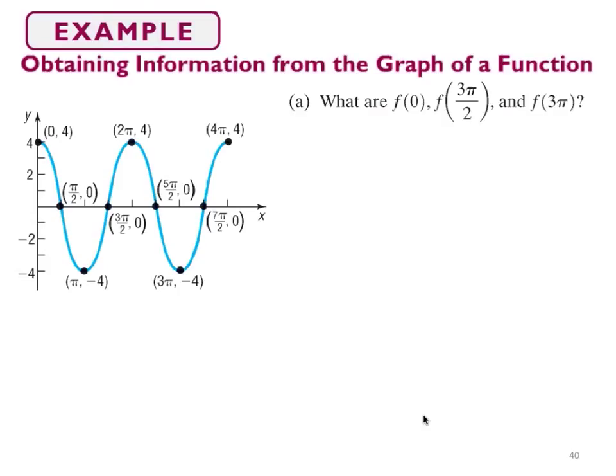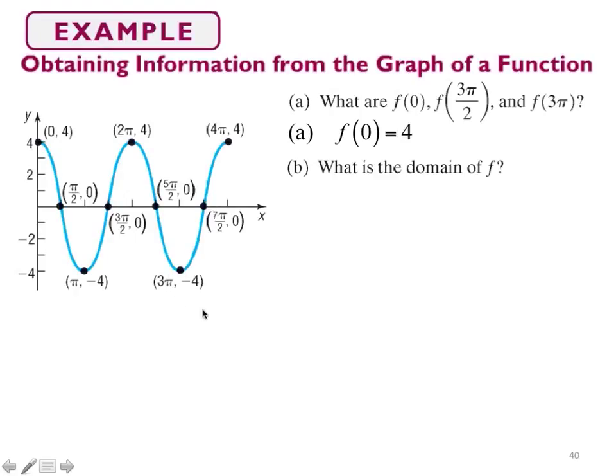Okay, now we can also obtain various pieces of information from a graph. So if we want to know what f of 0 is, that means that we're going to go over to x equals 0, and we're going to look up, and we're going to get the y value. And at 0, the y value is actually 4, okay? And then for some reason, I forgot these solutions here. F of 3 halves is going to just be 0, and f of 3 pi is going to be negative 4.